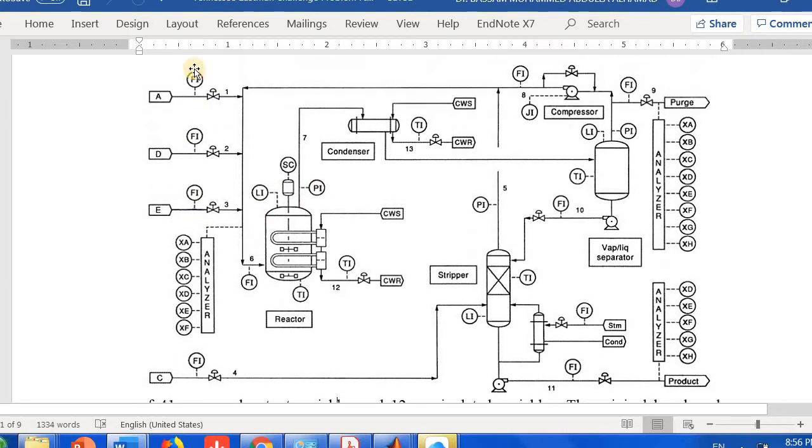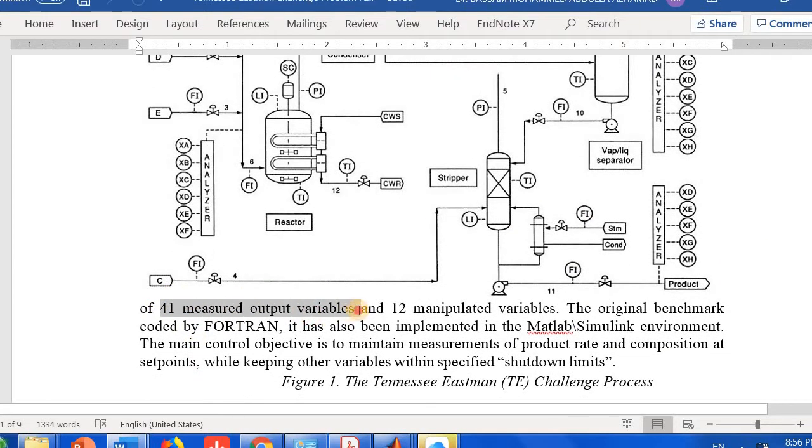I'm measuring the flow rate of each of the input feeds. I'm also measuring the flow rate of the output of the compressor. I also have the measure of the power of the compressor, and the flow rate of the purge. I have the measure of these process variables for the separator. I have the measurement of pressure, temperature, level, flow of the reboiler, of the stripper, and of course the measurement of the flow rate of the product. So if you count them, there will be 41 measured output variables.